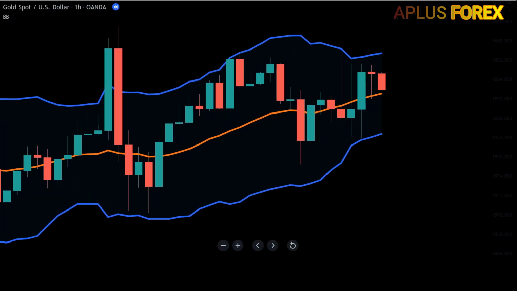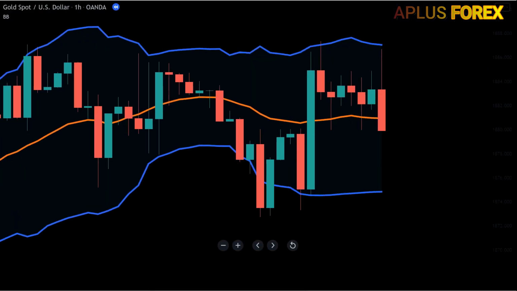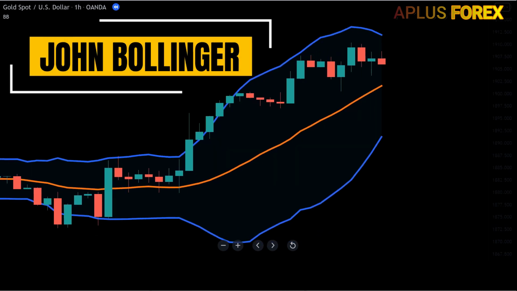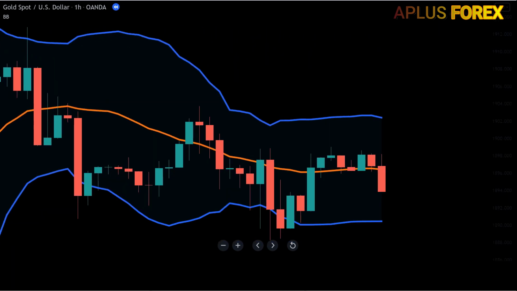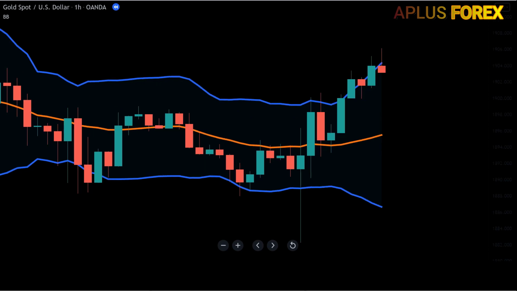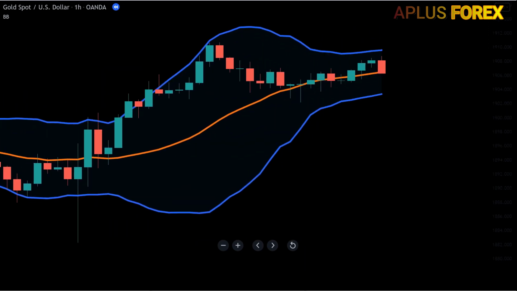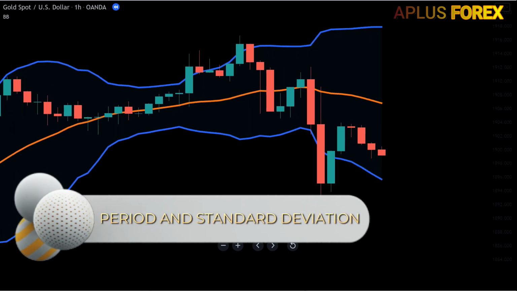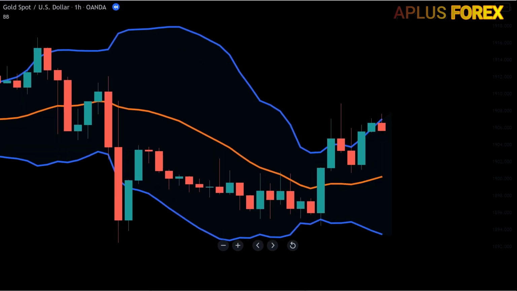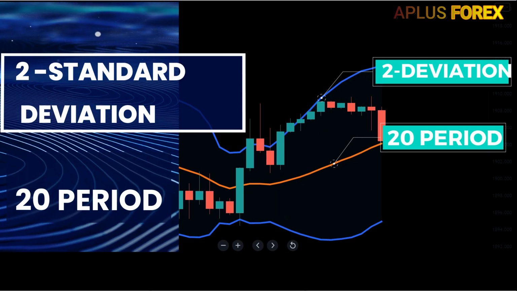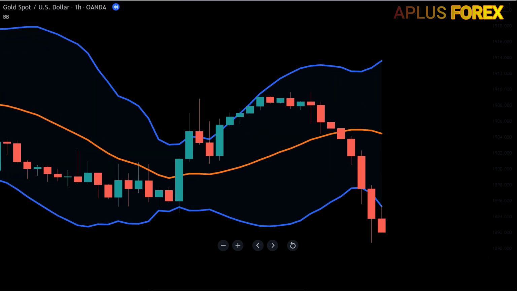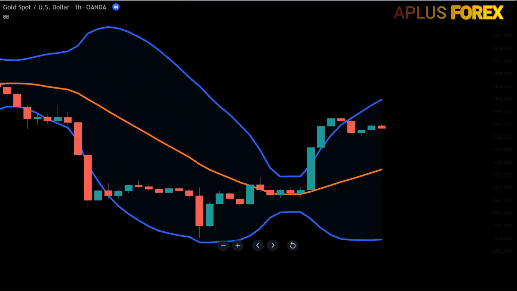Just to define, the Bollinger Bands are a technical analysis tool developed by John Bollinger for generating oversold or overbought signals in the market. The distance of the band is based on standard deviation and they adjust to volatility swings in the underlying price. The Bollinger Bands use two parameters, which are period and standard deviations. The default values are 20 for period and 2 for standard deviations, although you may customize the combinations according to your preference or trading strategy.